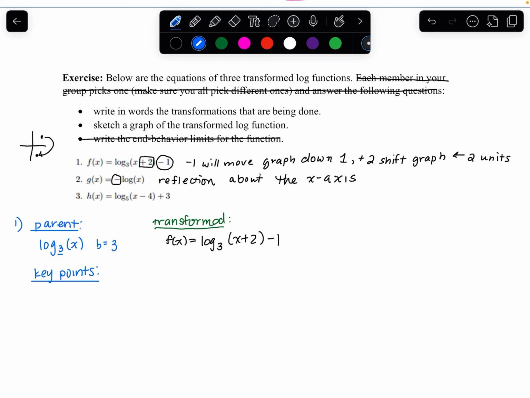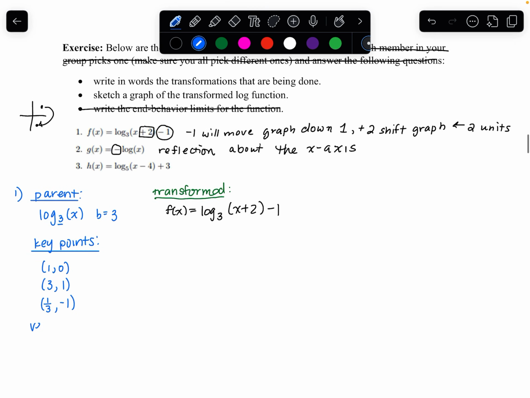So remember, those key points are 1, 0, b, 1, so 3, 1, 1 over b, so 1 over 3, negative 1, and we have a vertical asymptote, always vertical asymptote at x equal to 0.